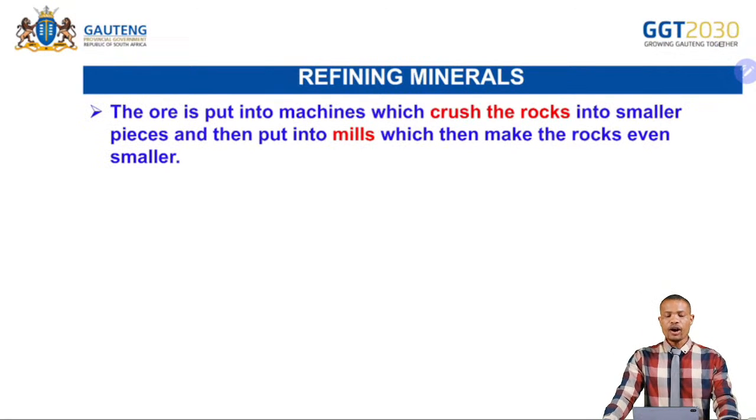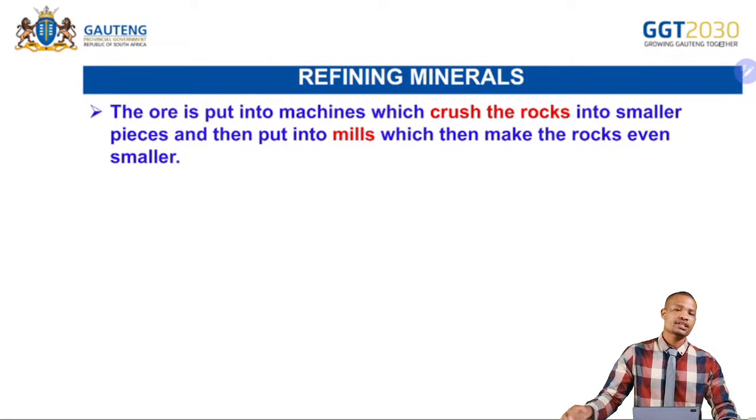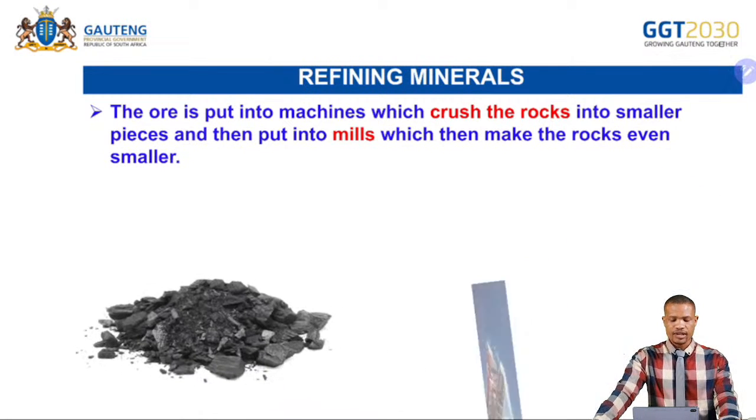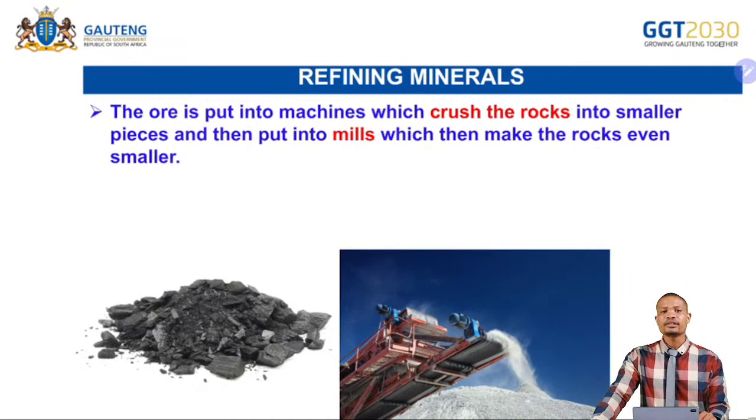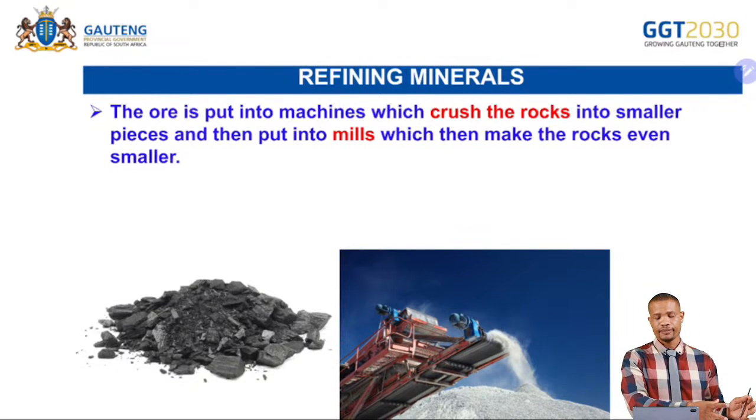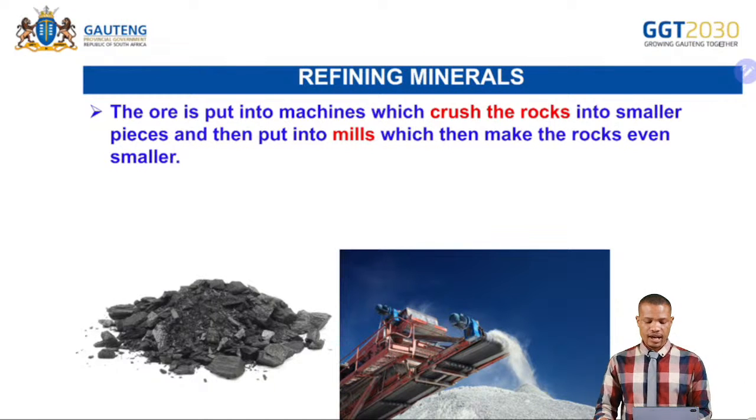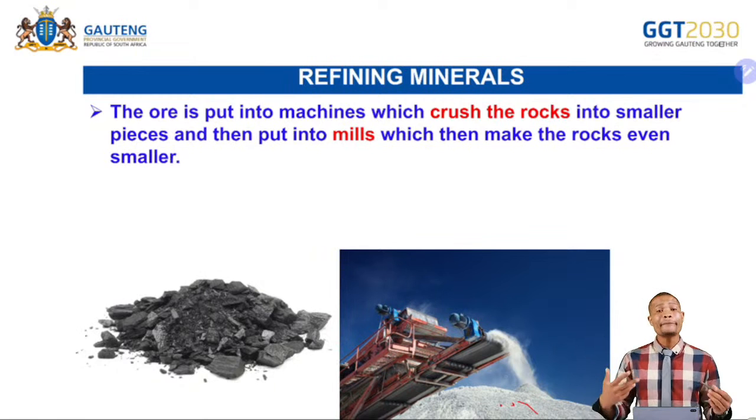Okay, the ore is put into machines which crush the rocks into smaller pieces and then put into mills, which then make the rocks even smaller, as we've discussed previously. So imagine these are the rock pieces that are coming out of the crusher, and then we take them and put them in a miller, then they come out as even smaller pieces.